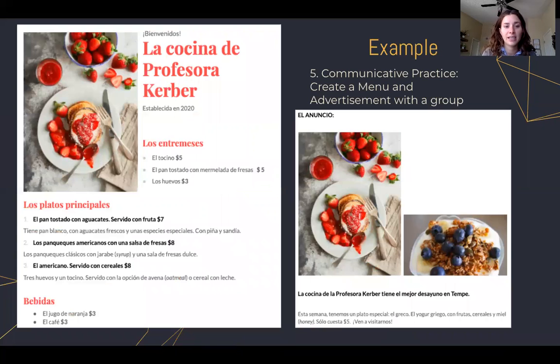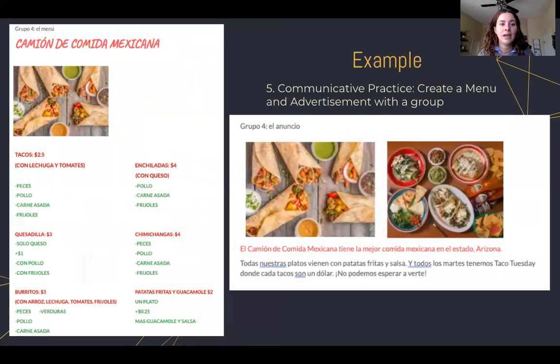To do this, I first gave them an example. So this doesn't meet all the requirements, but it gives an example of what it might look like and the kind of things that they needed to write. So this is my example. And then this is an example of student work. This group of students decided to do a Mexican restaurant. They had their items, their prices, and then they described it for the class in general after they were done working on it. And then they had their ad as well.